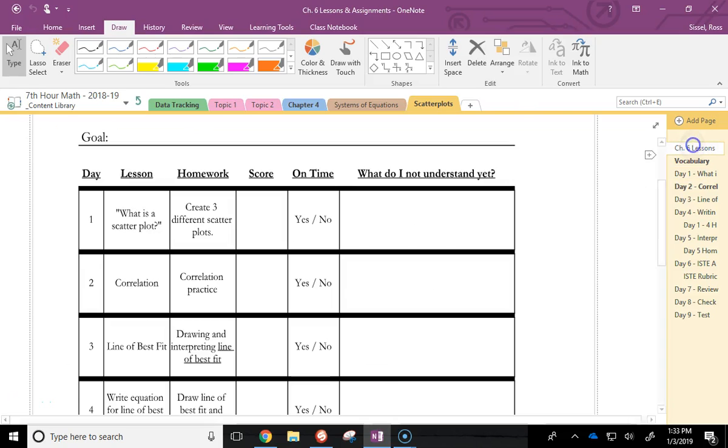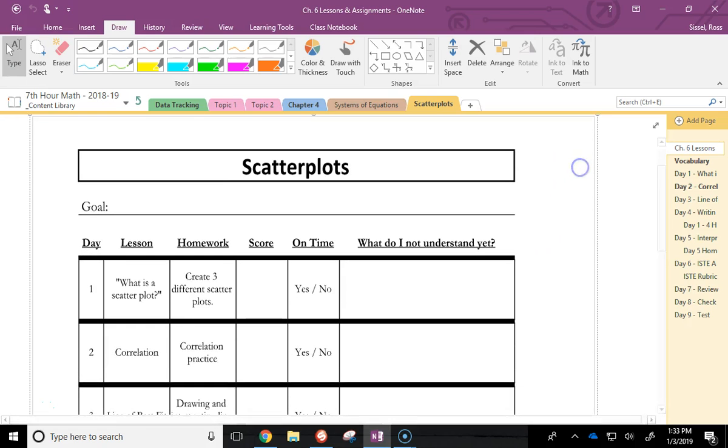Alright, so if you look on this first sheet, our overview, day 1 lesson. What is a scatter plot? So right now, our goal is we want to learn today what a scatter plot is, and to be honest, how do we create a scatter plot? It's a fairly easy concept.